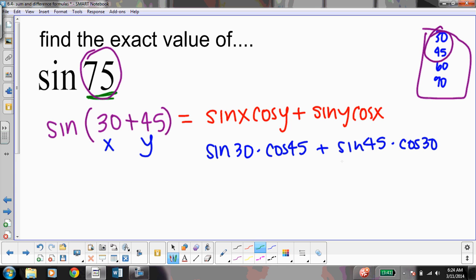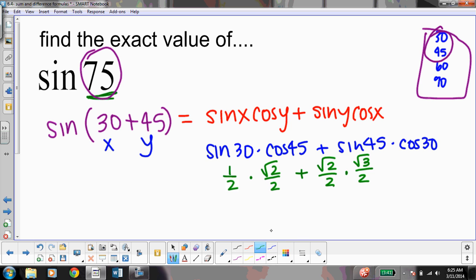From here on out, I just have to evaluate each one of these trig functions. The sine of 30 is 1/2. The cosine of 45 is the square root of 2 over 2. The sine of 45 is the square root of 2 over 2. And the cosine of 30 is the square root of 3 over 2.